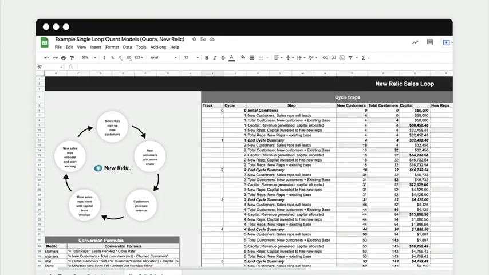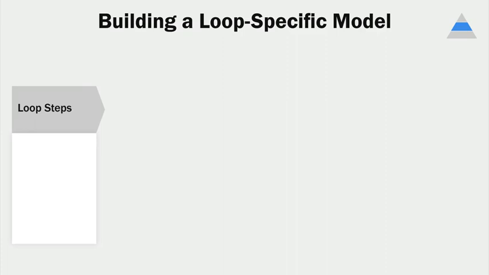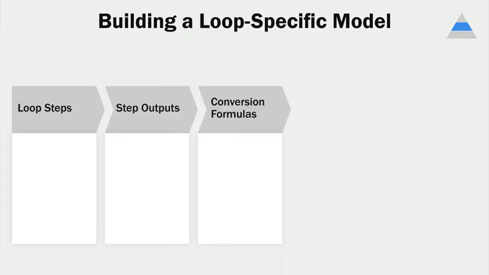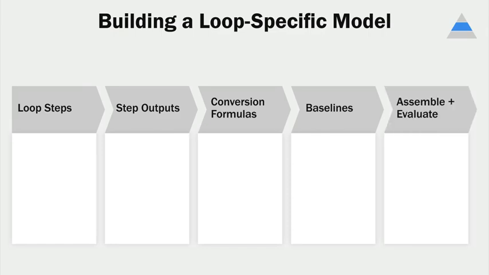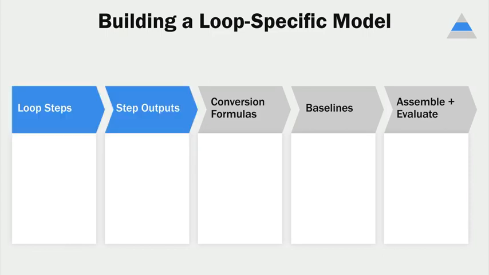To do this, we'll be walking through a number of different steps. We'll start by writing out the steps of the loop, then defining the output metric for each step, then defining the conversion formulas between each step of the loop, inserting the baselines for each conversion variable, and finally, assembling and evaluating our quantitative model within our Excel spreadsheet. In the next lesson, we're going to kick off by talking about the first two steps, the loop steps, as well as the step outputs.